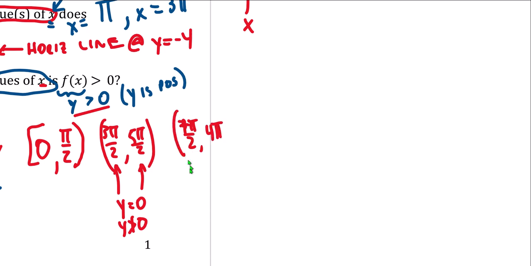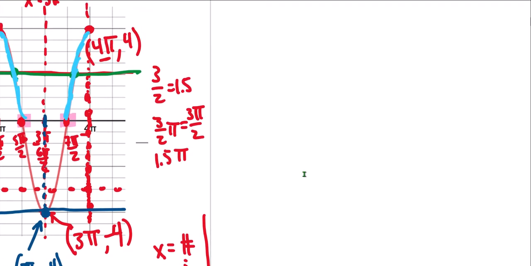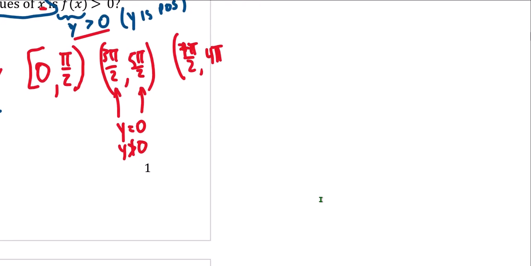In this case, we need an open interval on the 7 pi over 2, because remember, at 7 pi over 2, our y value is 0. In other words, our y value is not greater than 0. But over there at 4 pi, we are producing a positive y value, so we can include 4 pi in this interval. In other words, we have a closed interval here. 4 pi is included in the x values that will make y greater than 0.